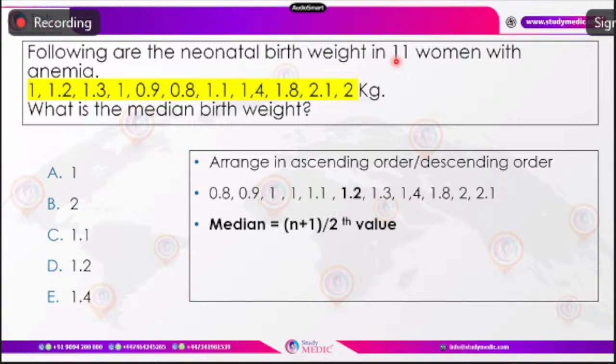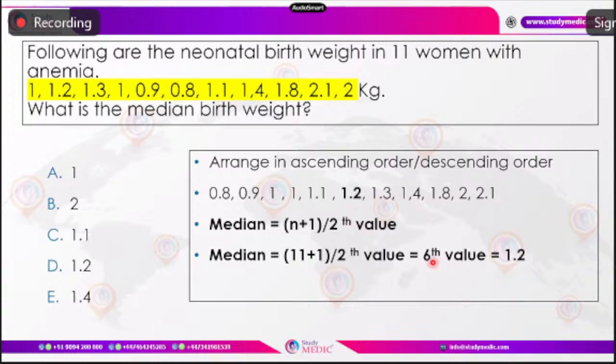Now, if we use the formula of (n plus 1) by 2th value, how are we going to calculate the median? If n is equal to 11, then the (n plus 1) by 2th value is the 6th value. So first, second, third, fourth, fifth, and the 6th value is equal to 1.2, and that is the median. Now we can see what the mean was here. It was 1.4. The median is 1.2.